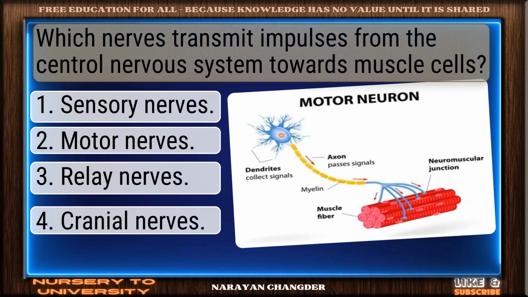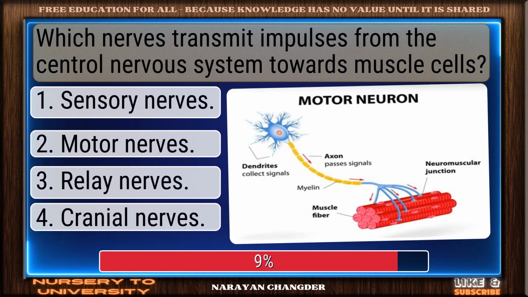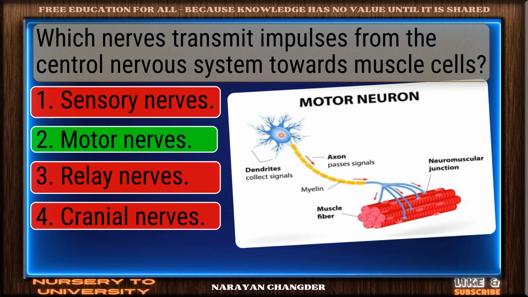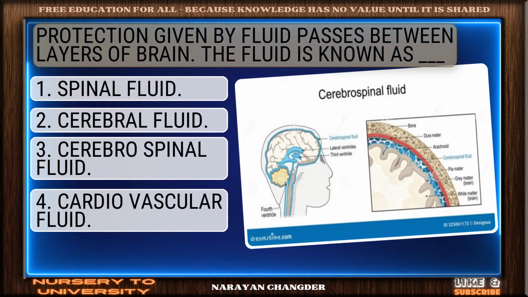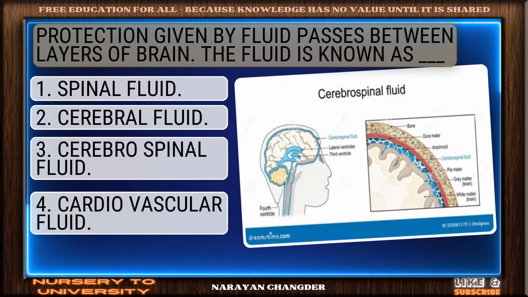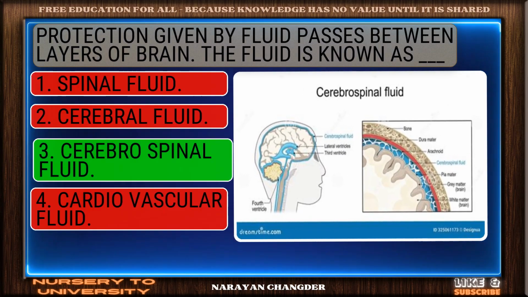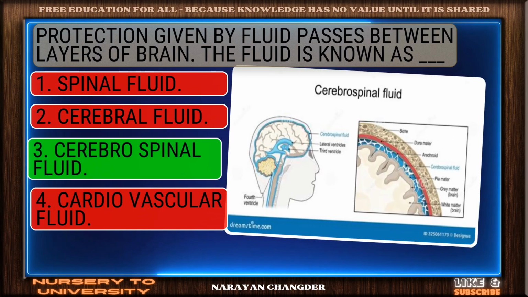Which nerves transmit impulses from the central nervous system towards muscle cells? Strong choice. Motor nerves is right. Protection given by fluid passes between layers of brain. The fluid is known as dash. You're right. Cerebrospinal fluid is correct.